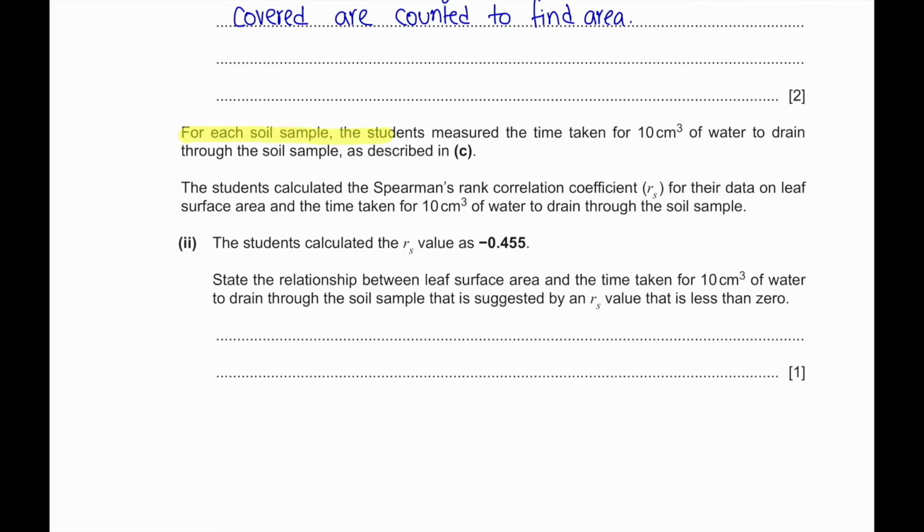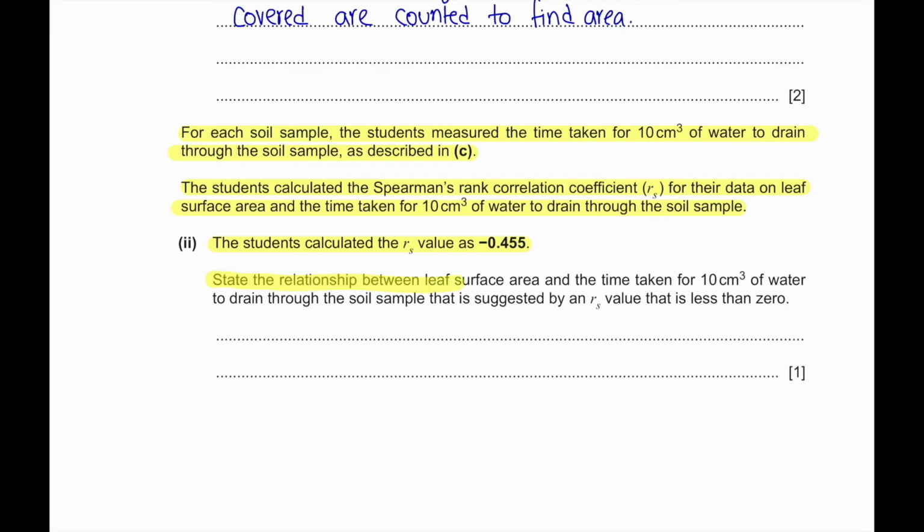For each soil sample, the student measured the time taken for 10 cm³ of water to drain through the soil sample as described in C. The students calculated the Spearman's rank correlation coefficient for their data on leaf surface area and the time taken for 10 cm³ of water to drain through the soil sample. The students calculated the RS value as negative 0.455.